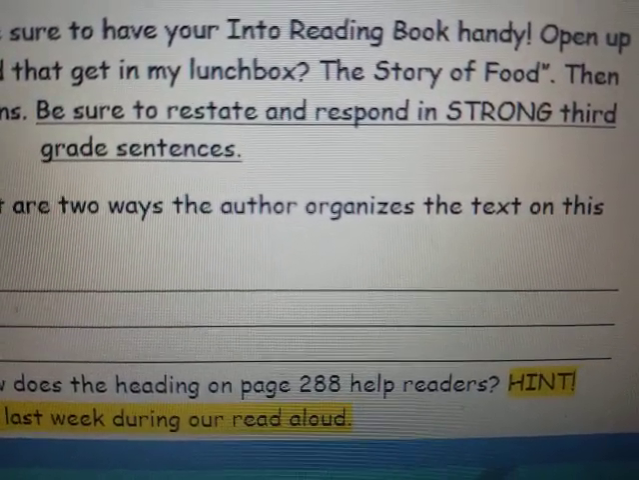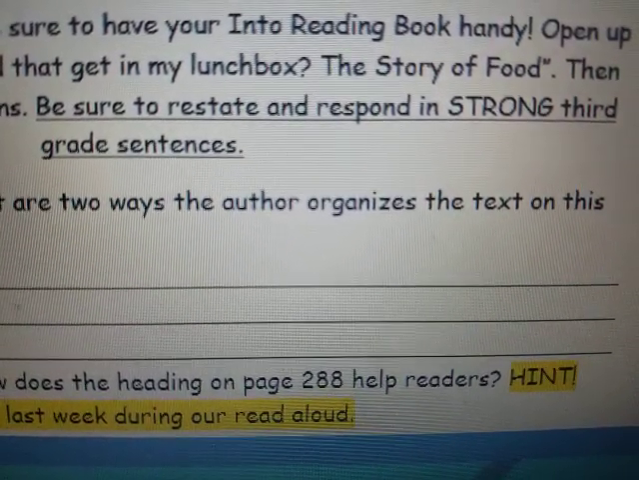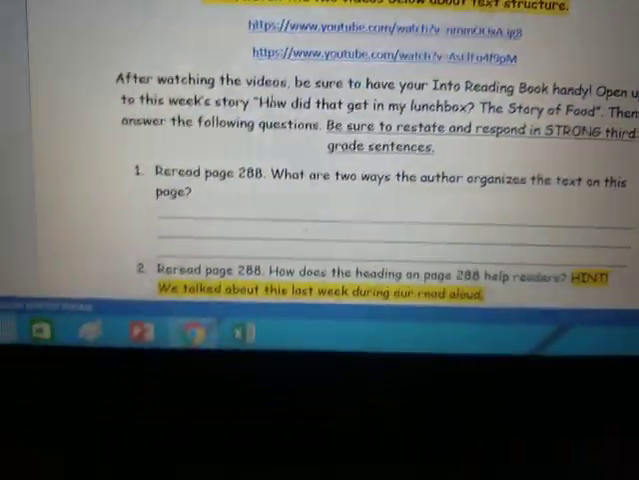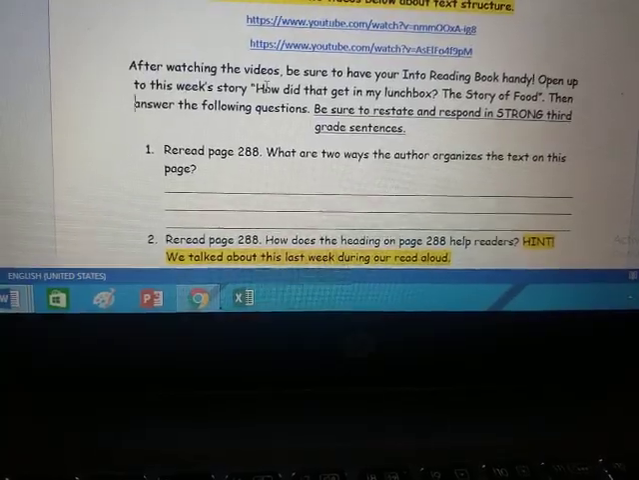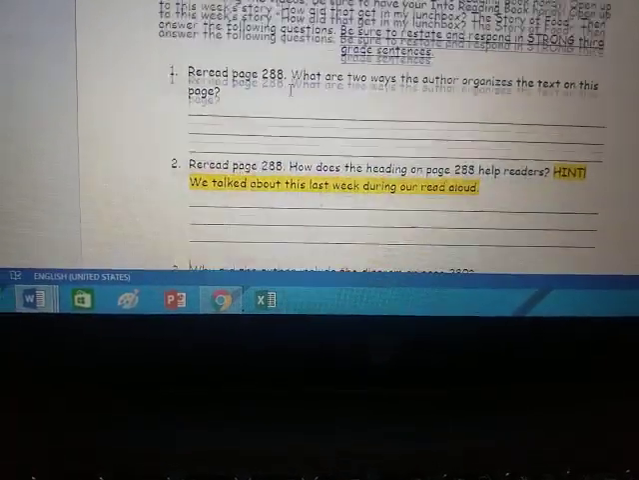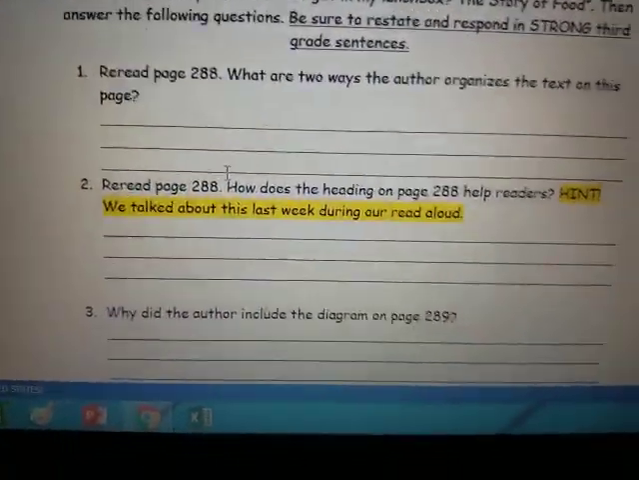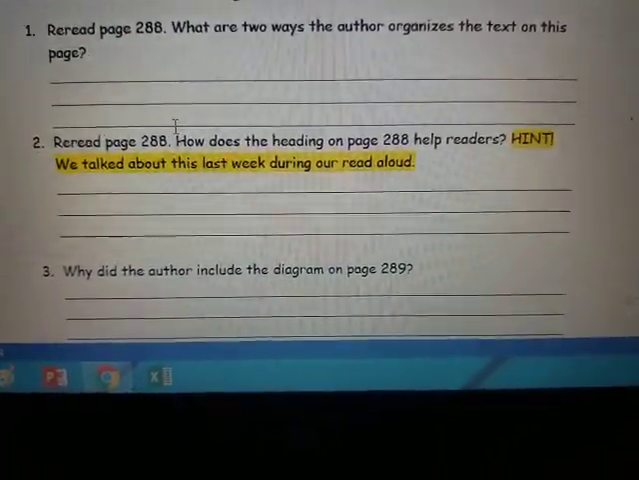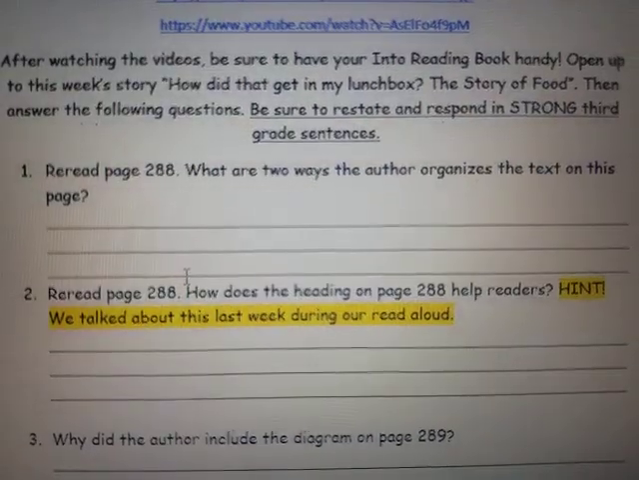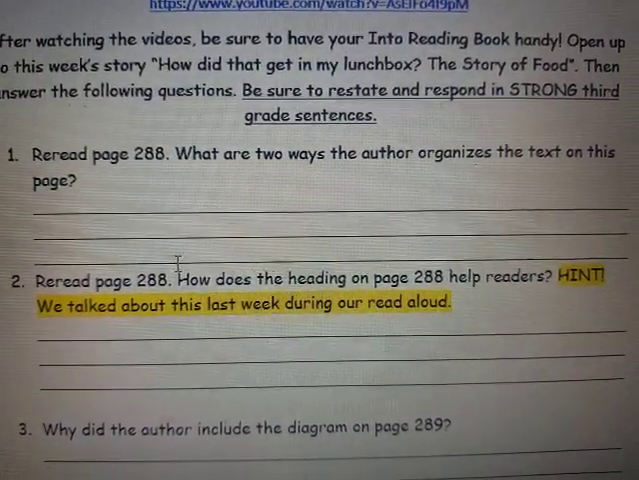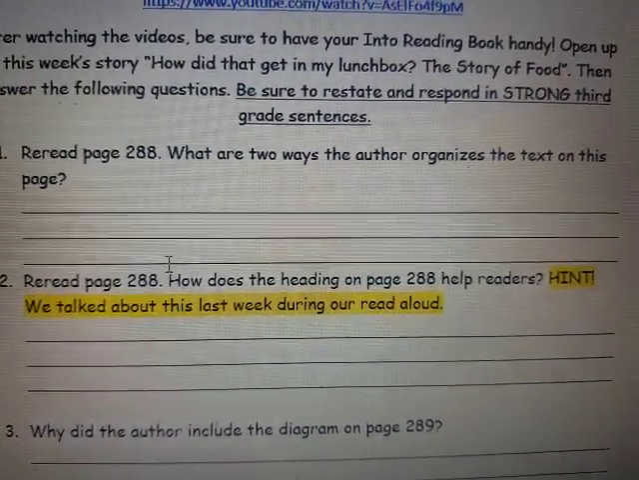Be sure to restate and respond in strong 3rd grade sentences. So boys and girls, full complete sentences, or like I said, I will send it back to you and make you do it all over again. We are 3rd graders. We know how to write. All right. So number 1 says, reread page 288. What are 2 ways the author organizes the text on this page?